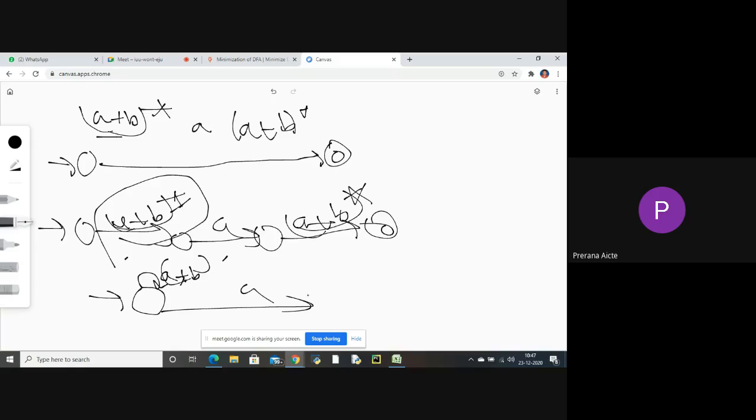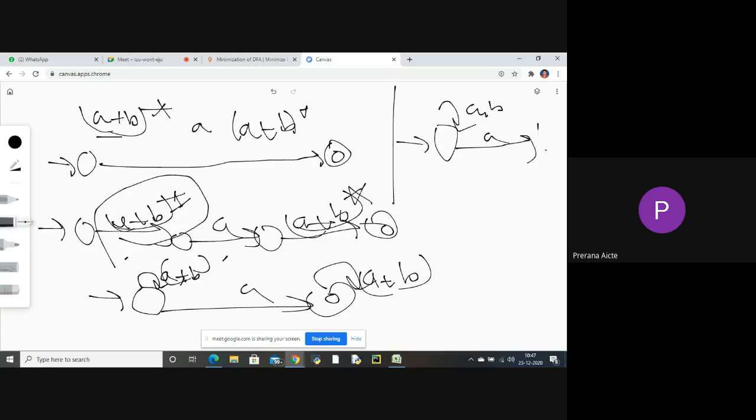Next a, and then (a plus b) whole star, and the final diagram looks like this. So it is a plus b. A plus b is nothing but a or b. So a, and finally it is also b. So this is the final diagram for RE to NFA without epsilon.